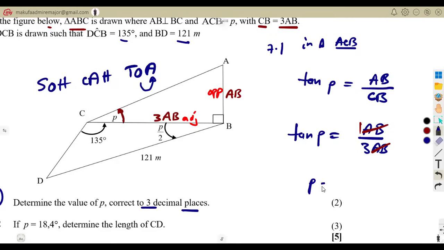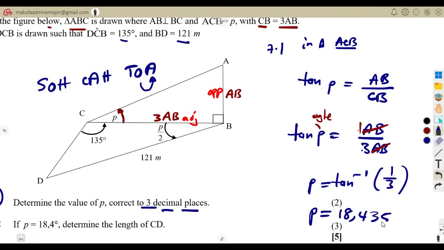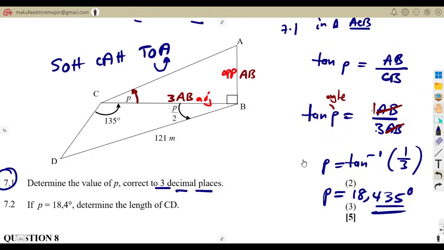So what about the angle P? Because P here represents the angle, the angle is going to be arctan of 1 over 3, just like that. That gives us the angle P to 3 decimal places, which is 18.435 degrees. All right, so we have our angle P there.